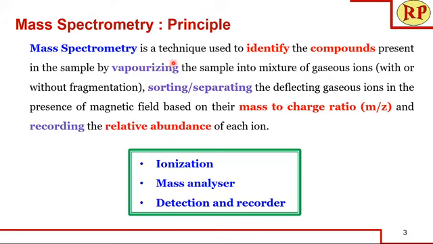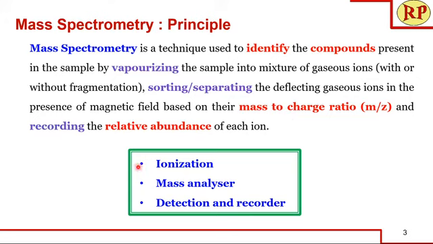Mass spectrometry is a technique used to identify the compounds present in the sample by vaporizing the sample into a mixture of gaseous ions with or without fragmentation. Next, sorting and separating the deflecting gaseous ions in the presence of a magnetic field based on their mass to charge ratio and recording the relative abundance of each ion.